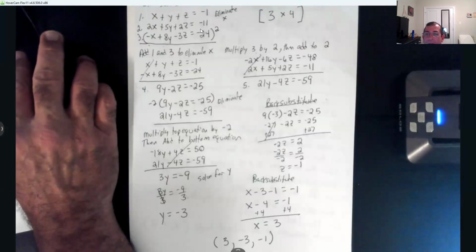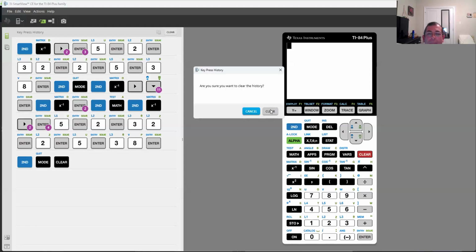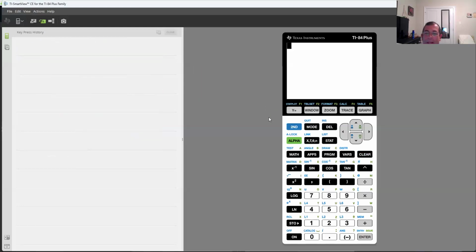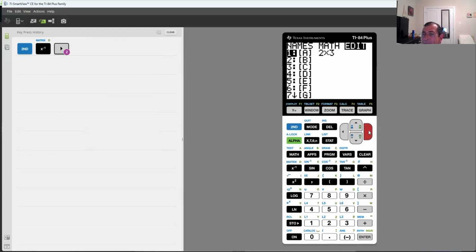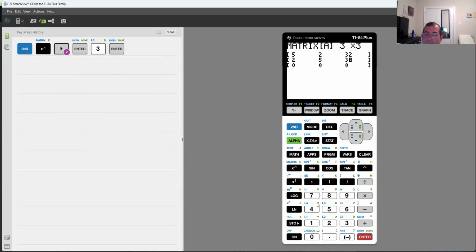All right, y'all, let me clear everything off my history here. So for the first time, we're going to hit second, x -1 to get our matrix. We're going to go over to edit and highlight edit, and then hit enter. So now this wants to know my rows and my columns. We got 3 rows, so 3 enter, and we got 4 columns, so 4 enter. And watch how it makes all these spaces for my numbers now.